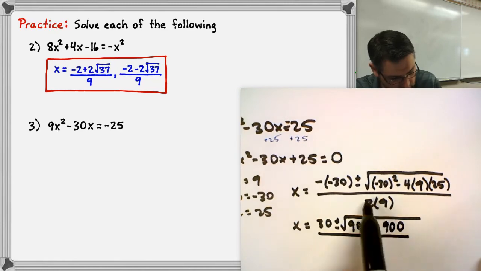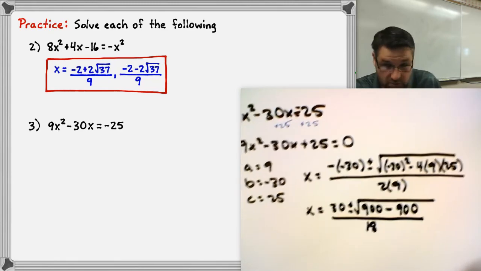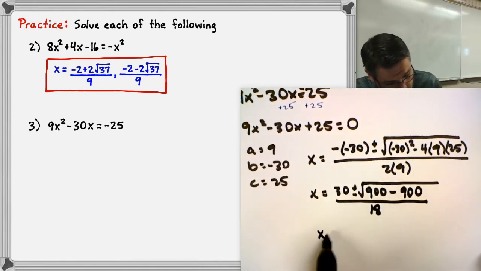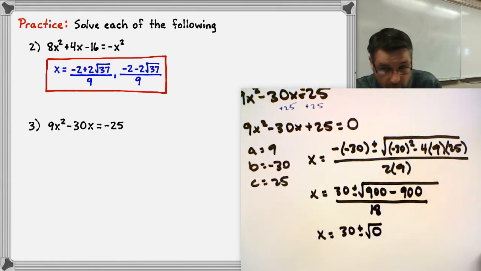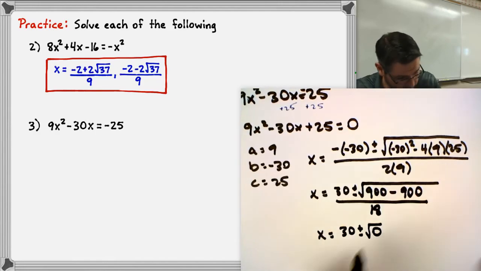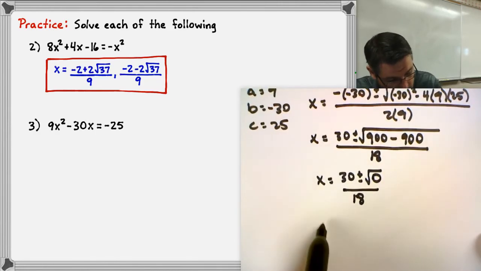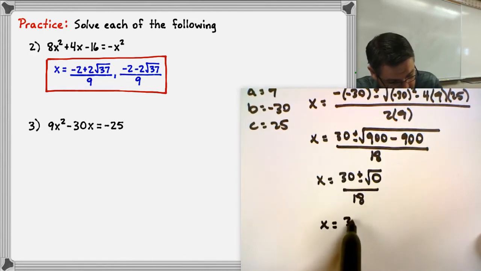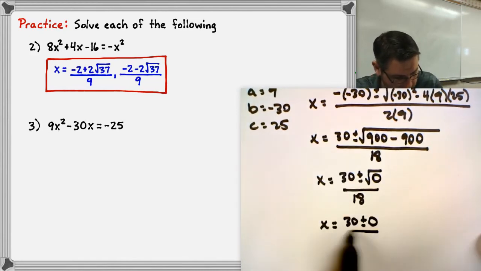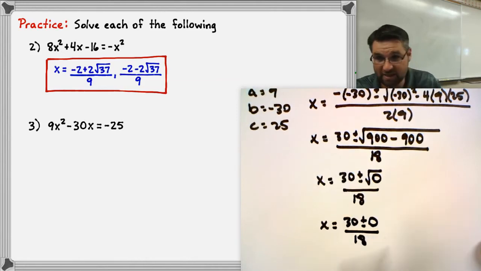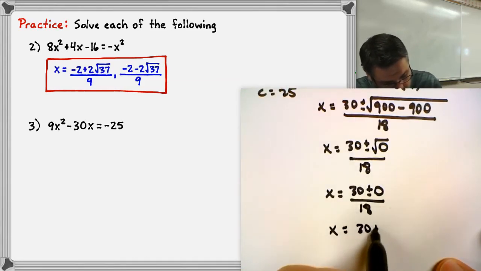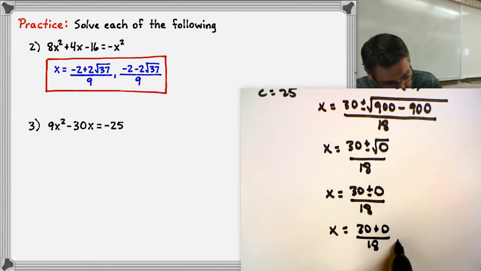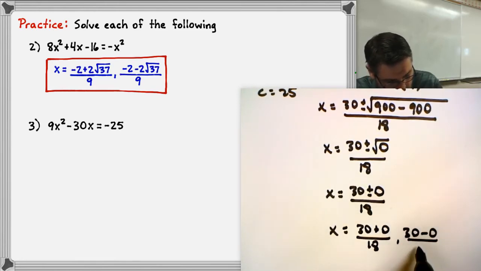What's that going to do for us? Well, 2 times 9 is 18. Watch what happens here. This is kind of cool. x equals 30 plus or minus the square root of 0. What is the square root of 0? That's a nice, clean, whole, perfect square. The square root of 0 is 0. And so when we go to break this up, if we need to, we would write x equals 30 plus 0 over 18 and 30 minus 0 over 18.